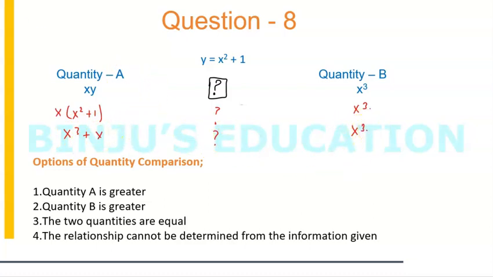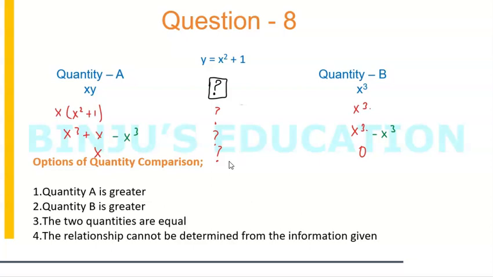Now I can subtract x cube on both sides. I'm not dividing by x because I do not know whether x is positive or negative. So x cube minus x cube becomes 0. I'm going to have x as quantity A and 0 as quantity B.